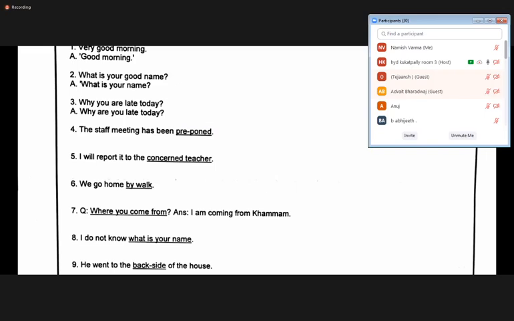Next, where you come from. For example, if the answer is I am coming from Khammam, how do you ask the question? Where are you from? Yes, where are you coming from? Not where you come from. Where are you coming from? The answer is I am coming from Khammam. Next, the eighth one. I don't know. What is your name?